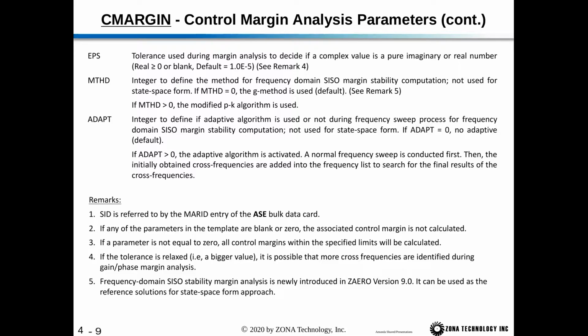This is an integer to define if the adaptive algorithm is used during the frequency sweep process for the frequency domain CISO margin stability computation, and it's not used for state space form. If adapt is 0, which is the default, then no adaptive algorithm is used. If adapt is greater than 0, then the adaptive algorithm is activated. So a normal frequency sweep is conducted first, and then the initially obtained cross frequencies are added into the frequency list to search for the final results of the cross frequencies.